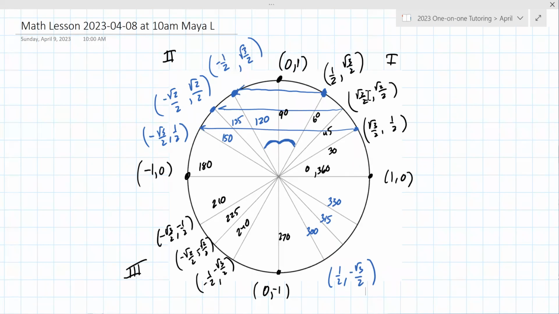So remember how we negated both of these in quadrant 1 to get to quadrant 3? You can also use the same approach here from 2 to 4, as you negate both of them. So this one at 135 to 315, you negate both of them. So it becomes positive square root of 2 over 2, comma, negative square root of 2 over 2, like that.